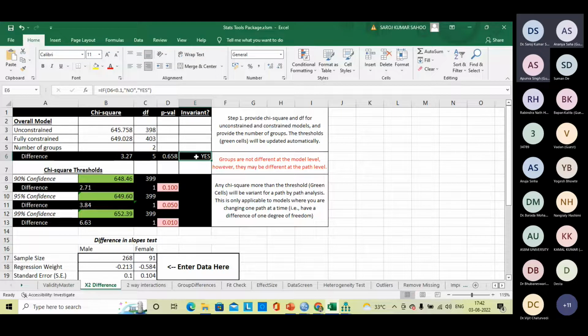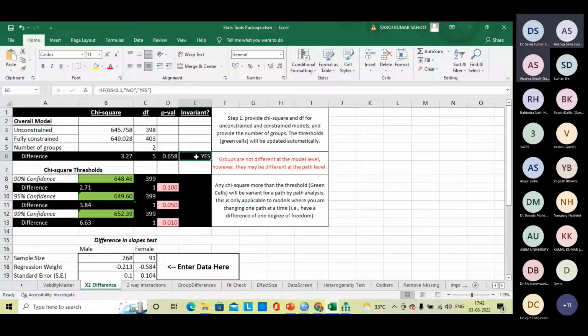That means the 5 indicators measuring factor 1 are invariably measuring for both male and female. That means we win in the invariance testing. There is no significant difference. Over male and female, the 5 indicators that are measuring factor 1 are not differing significantly.